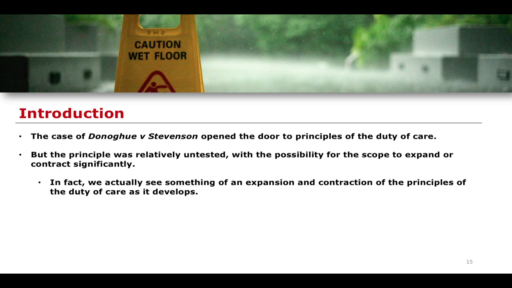We actually see something of an expansion and then, interestingly, a bit of a contraction in the principle of the duty of care as it develops, okay? And so let's begin with a development in this area, in the case of Hedley Byrne v Heller from 1964. Now, this is a case that you may be familiar with if you have studied the law of contracts, and it is also a case that you're going to have to be familiar with when we think about negligent misstatement in future lessons.